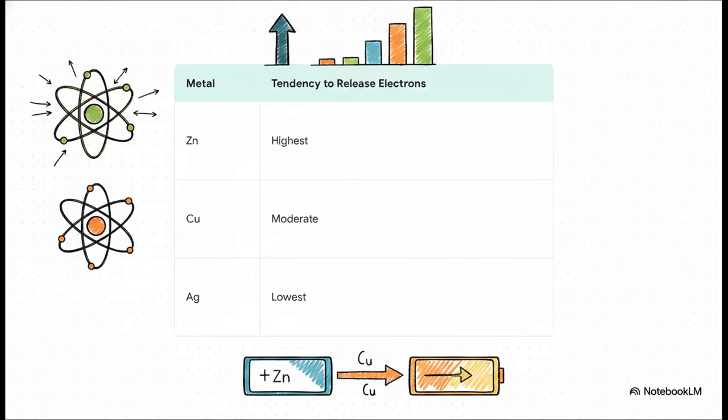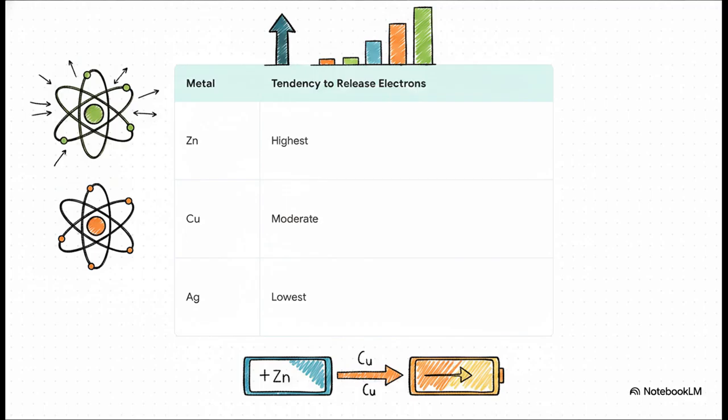But you might be wondering, why does the zinc give its electrons to the copper and not the other way around? Well, not all metals are equally generous philanthropists. This activity series basically gives us a credit rating for metals. As you can see, zinc has a much higher tendency to release electrons than copper does. It's a stronger reducing agent. Copper, in turn, is more generous than silver.